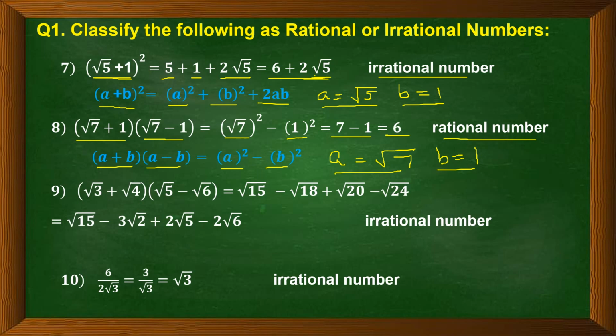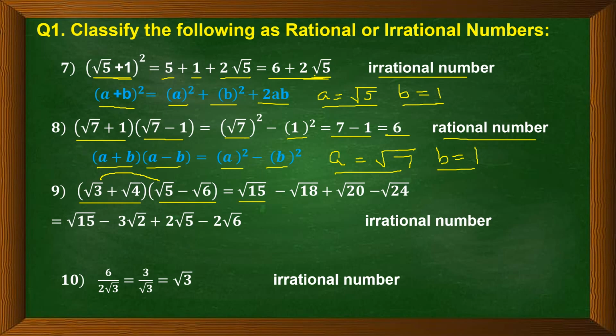Now let us come to the ninth part, where we have two brackets but we have different numbers in this, root 3 plus root 4 and root 5 minus root 6. So since the numbers are different, we are not going to use any identity over here, and we are going to solve this and find the product as binomial into binomial. So root 3 into root 5 is root 15.